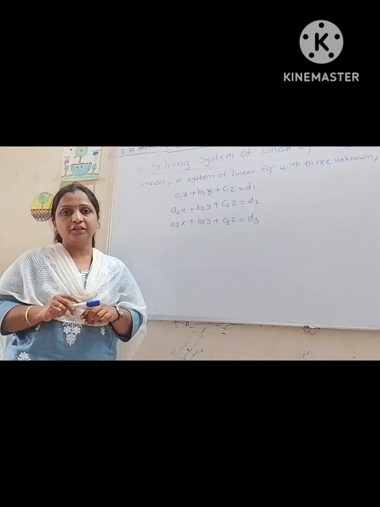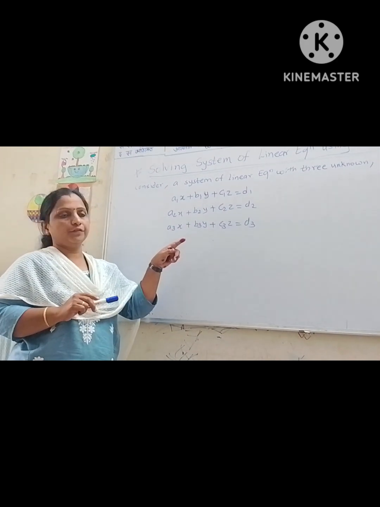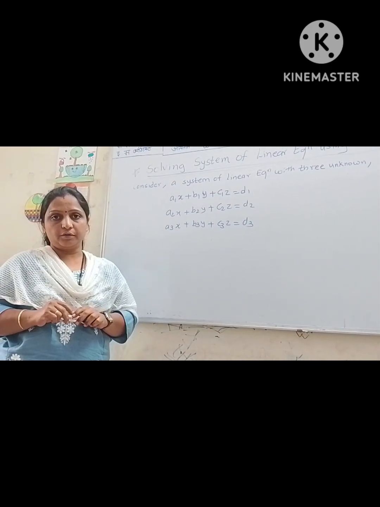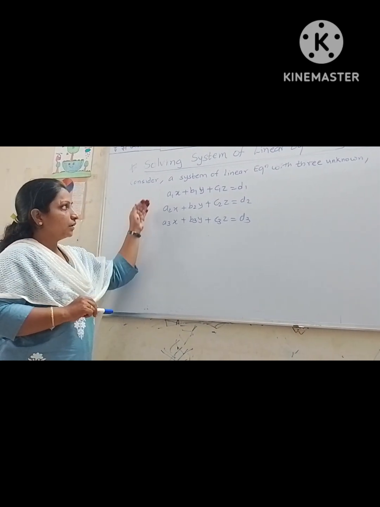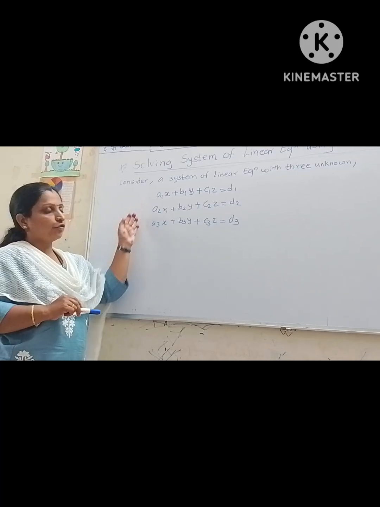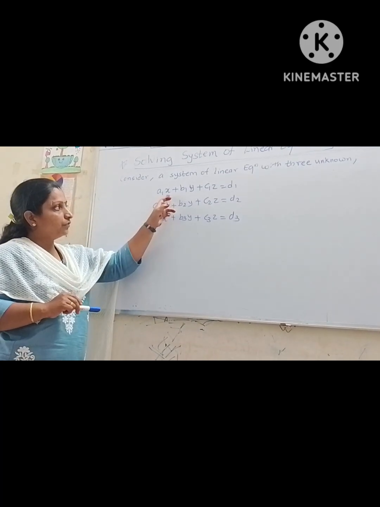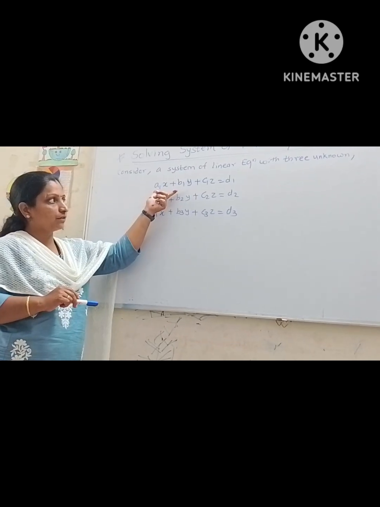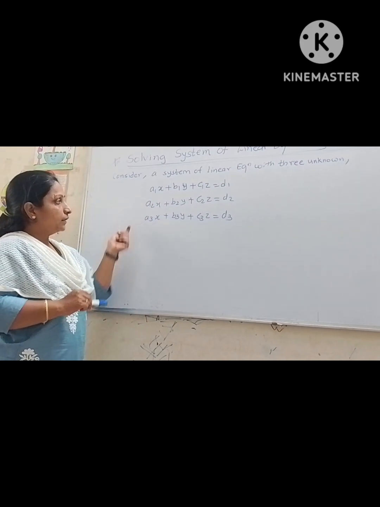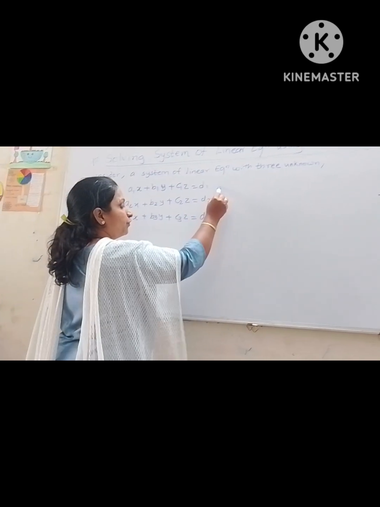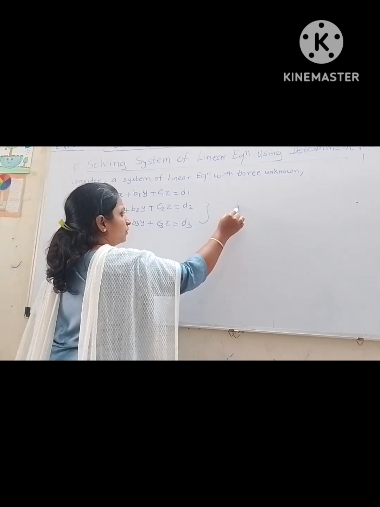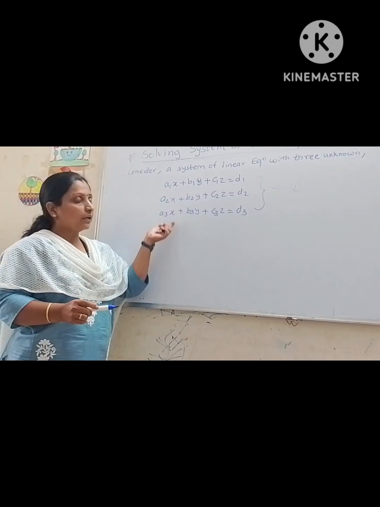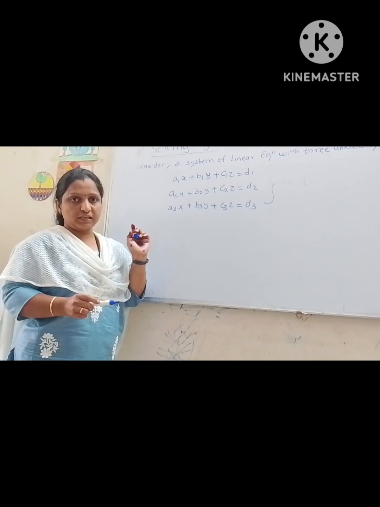Today we are going to see how to solve linear equations with three unknowns by using determinants. Consider the system of linear equations in three unknowns x, y, z. These are the unknowns in this equation.